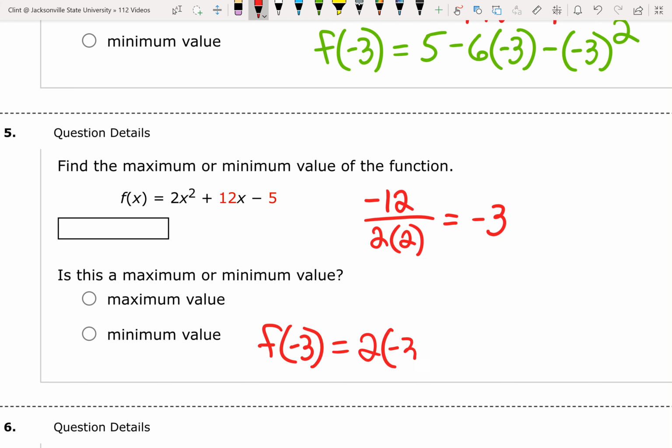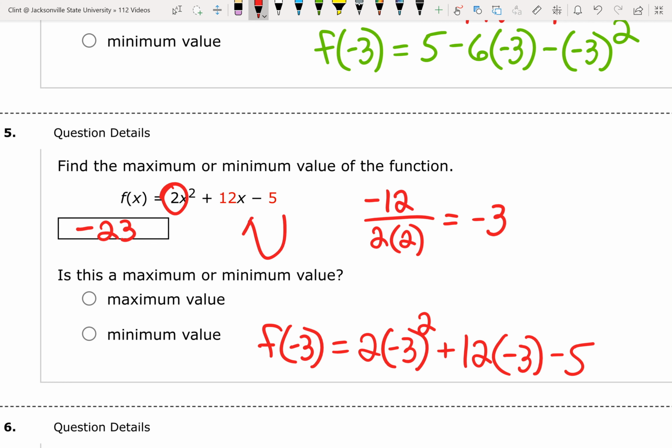2 times negative 3 squared plus 12 times negative 3 minus 5. I'm going to break out my calculator on this one. So negative 3 squared is 9. So 2 times 9 plus 12 times negative 3 minus 5 gives us negative 23. And since our leading coefficient was positive, that means our parabola opens upward. This is a minimum value. Okay.